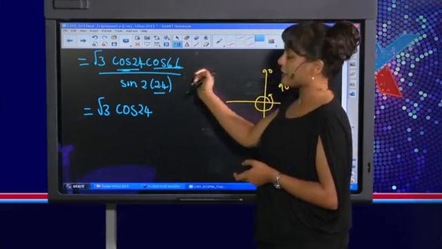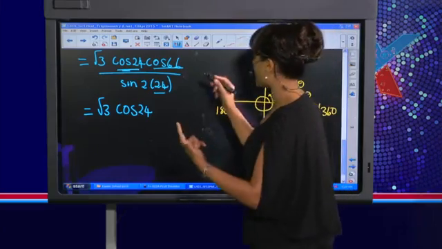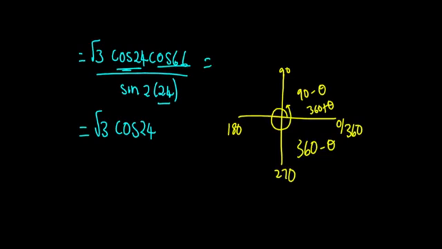Cos of 90 minus 24 will give me sine of 24. So cos of 66 is the same as cos of 90 minus 24. And from cofunctions, we know that cos of 90 minus theta becomes sine of theta. All right, so cos 66 is the same as sine 24.